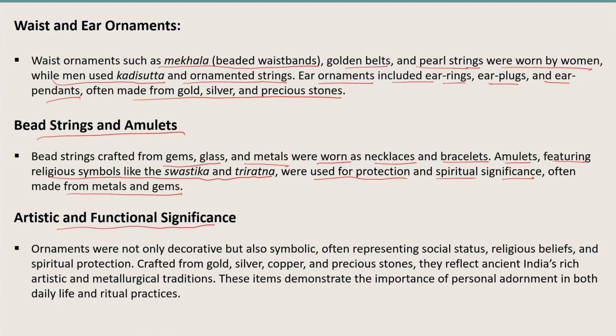Artistic and functional significance. Ornaments were not only decorative but also symbolic, often representing social status, religious belief and spiritual protection. Crafted from gold, silver, copper and precious stone, they reflect ancient India's rich artistic and metallurgical tradition. These items demonstrate the importance of personal adornment in both daily life and ritual practice.